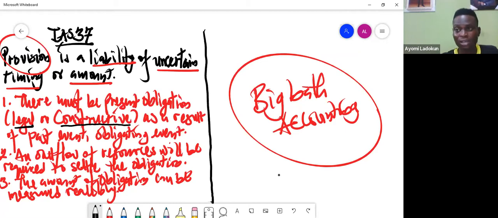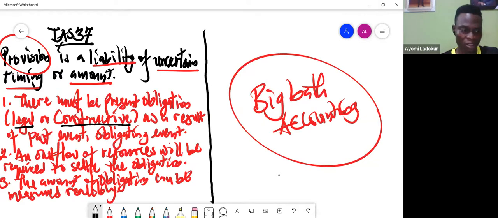For example, let's say Samsung. Anytime you buy any electronics from them and take it to them, maybe because it has a fault, and they fix it for you for free, and that's what they've been doing for their customers, they have already created a constructive obligation because that's a past pattern of practice. That's the history. That's what they normally do. Okay? Then it has to be as a result of a past event.